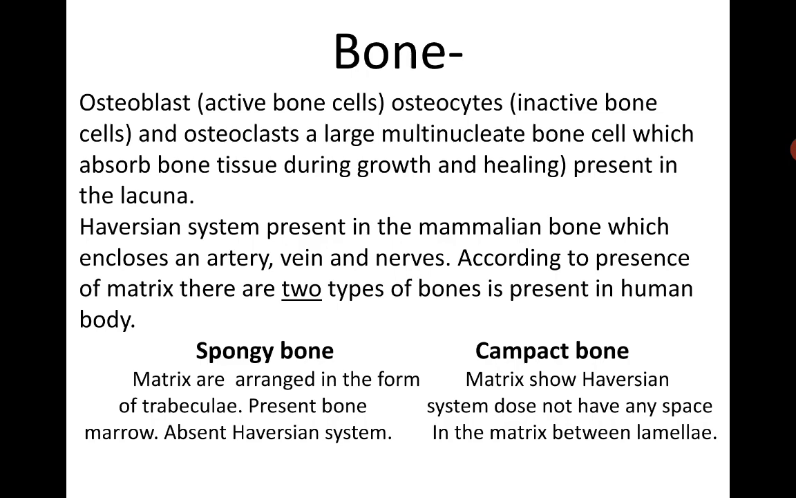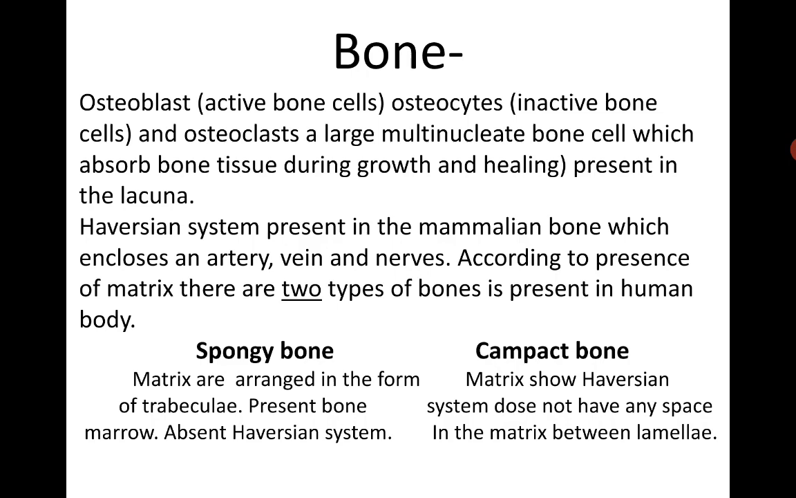The Haversian system is present in mammalian bone and encloses an artery, vein and nerves. According to the arrangement of the matrix, there are two types of bones in the human body: spongy bone and compact bone. In spongy bone, the matrix is arranged in the form of trabeculae, bone marrow is present, and the Haversian system is absent.